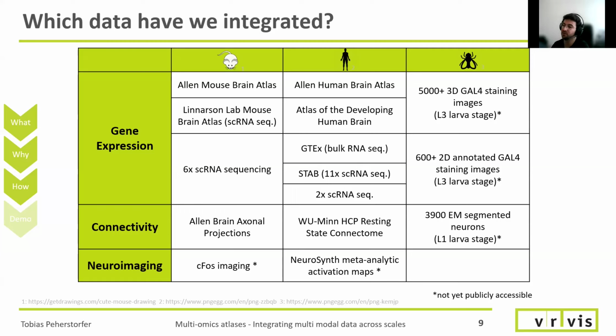For connectivity information, for the mouse brain, we have integrated the Allen brain axonal projections data set that is basically viral tracing of neuron bundles in the mouse brain. And for the human, we have a resting state connectome from the Human Connectome Project. We also plan to integrate c-Fos imaging for the mouse for tasks and treatments, and for the human to integrate meta-analytic activation maps from Neurosynth and publish that also soon. So now that I've bragged a little about the data that we have, let me get into how we actually got it there.